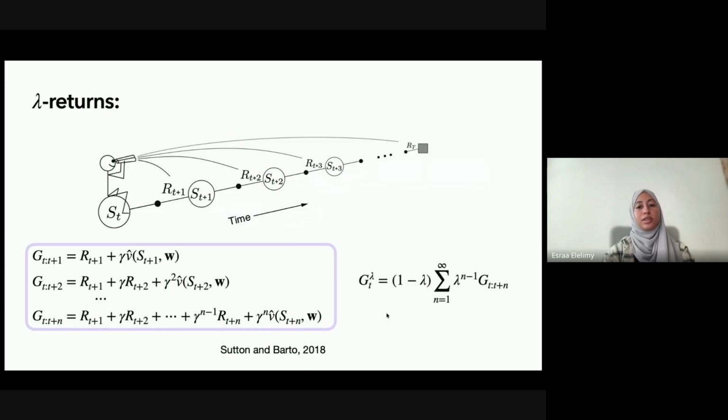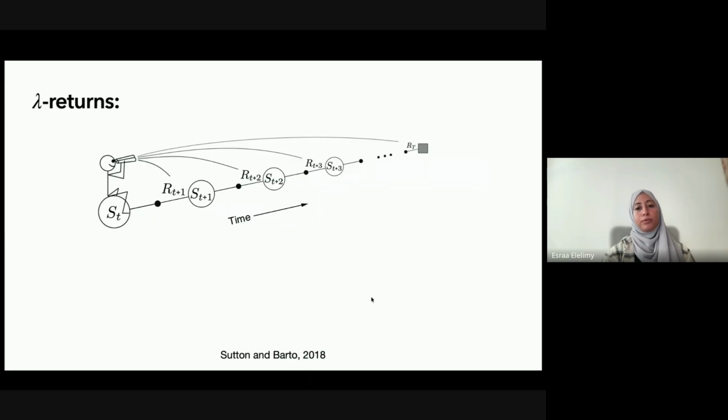This target is called the lambda return. So this G_t lambda is our lambda return target, which will look into the future, look at all the future rewards and states that I visit, calculate all possible n-step returns, and average all of those together. When we assume that we can look into the future and look at other things, this is called the forward view.